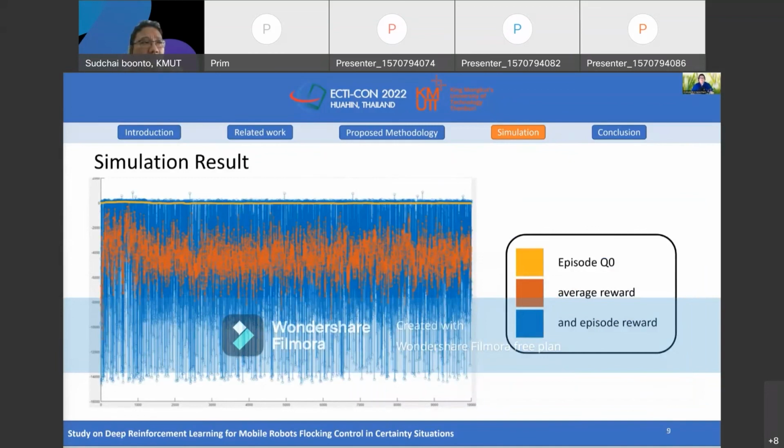Okay, the x is episode and the y is reward. The result shows three rewards. The first is episode Q0, or the predicted future reward of the critic, in yellow. The orange line is the average reward, and the last episode reward is the blue line.